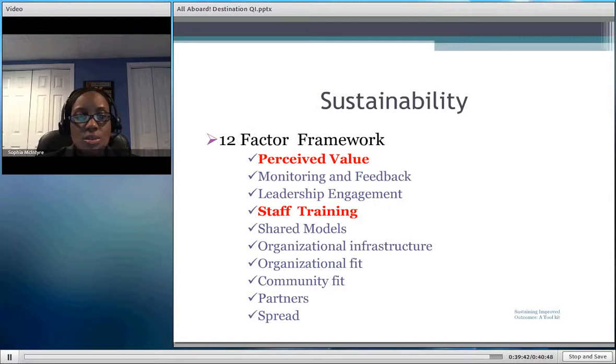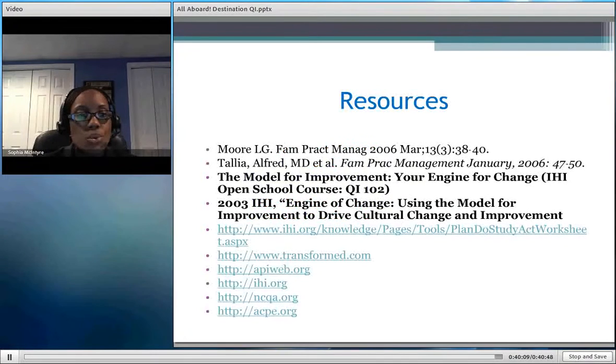Have you aligned partners with this process? Not only are your team members your partners, but your partners could be outside the doors of your office. It could be the community at large. It could be other partnerships. And are you able to spread these quality improvements beyond your site? If you're located in an organization that has multiple sites, are you able to transfer these ideals and these practices to other sites?